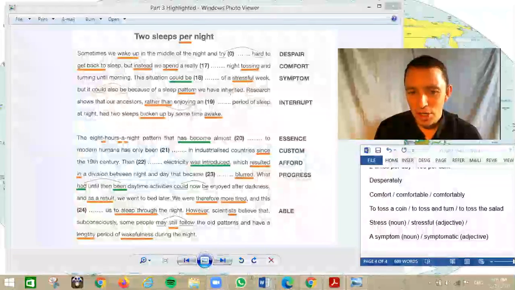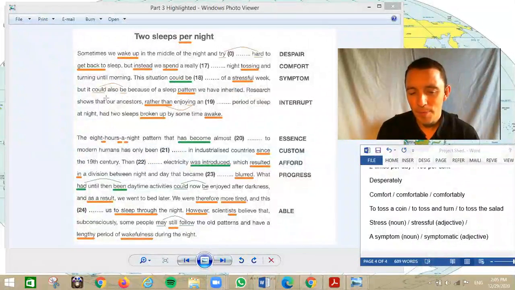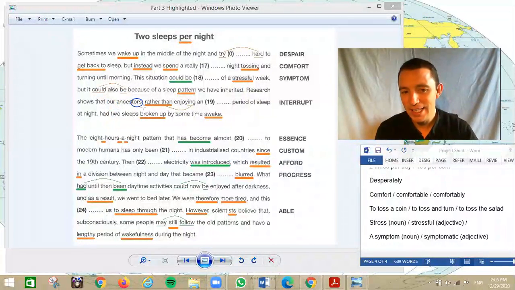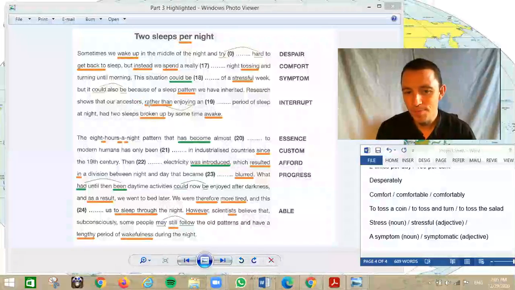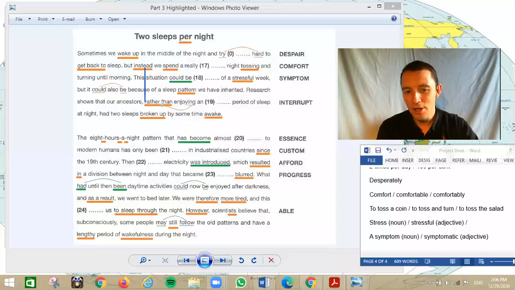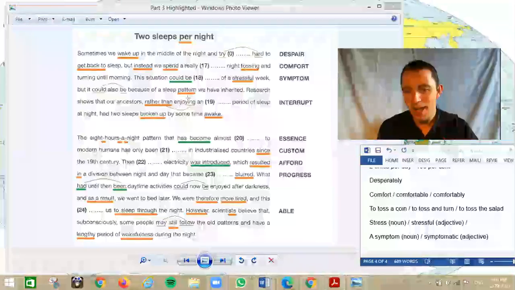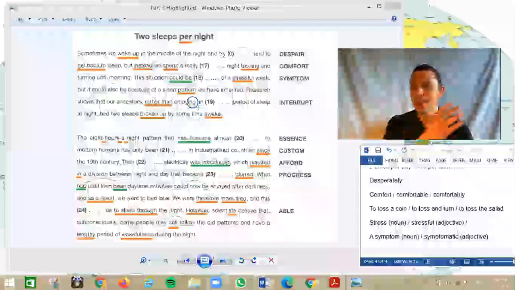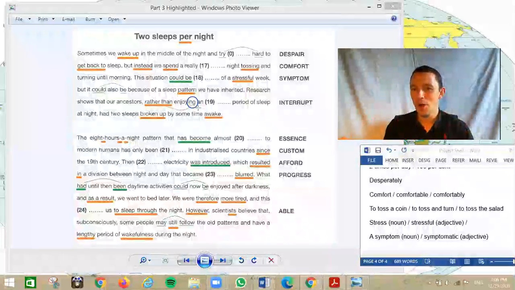So the next one, research shows that, that's possession, our ancestors. So just be careful with the ending, ancestors in the plural. Okay, and then we have a comma. And then rather than, again, is the same as instead of. Okay, so instead of and rather than are the same, en lugar de. But in the majority of the cases, after rather than, we have the ing, the gerund, okay? So for example, rather than going to the cinema, I decided to go to the shop, okay?